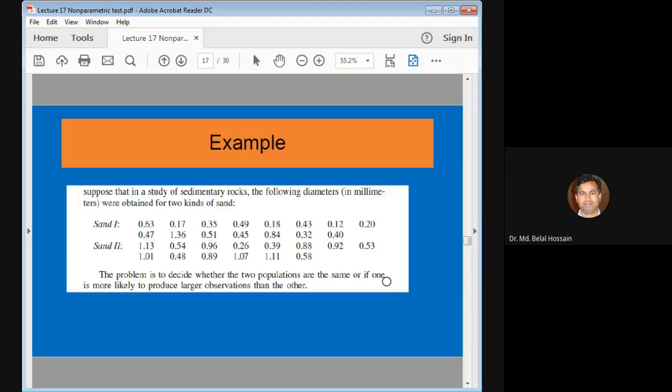If one is more likely to produce larger observations than the other. So write down your null hypothesis and alternative hypothesis and follow the steps for testing hypothesis.